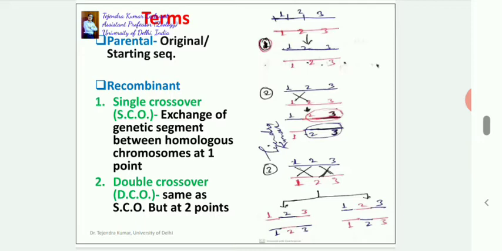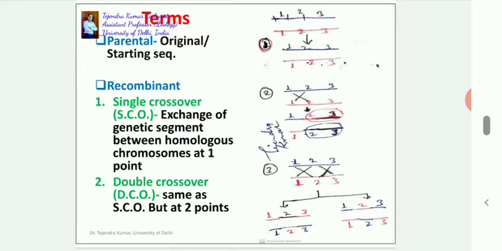So for the parental sequence in any question, if you are given a problem, it says that this was the first sequence, and after that how many replications or how many crossing overs form another sequence.